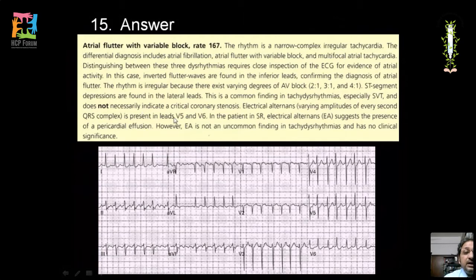But the only difference is that here I can find 3 P waves followed by QRS. Here I can find 4 P waves followed by QRS. And here I can find 2 P waves followed by QRS. So all kinds of blocks are prevailing. So it's an atrial flutter with a variable heart block.